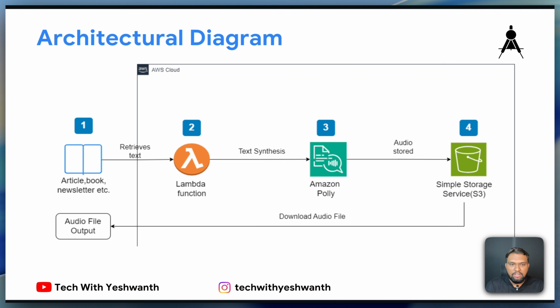Then you have a Lambda function, which is going to retrieve the text and send it to Amazon Polly for synthesis. Then you will choose the required language and voice model provided, and Amazon Polly converts the text to speech, and it will also store the audio files in the S3 bucket. And then the S3 bucket consists of the final text to speech audio, which can then be downloaded and used.